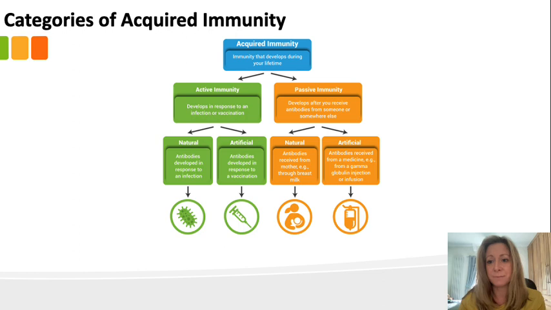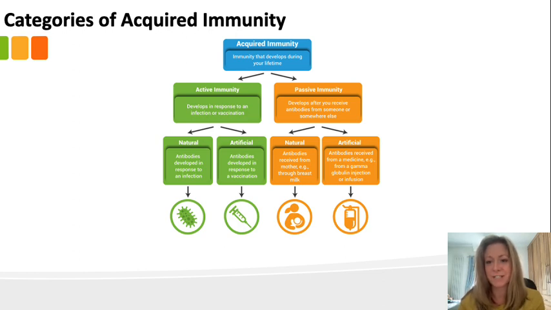Natural active immunity occurs when the body is exposed to a pathogen and creates antibodies in response to the infection. If you were exposed a second time to the same pathogen, the body will respond quicker as the memory cells would have remembered the antigen from the previous exposure.